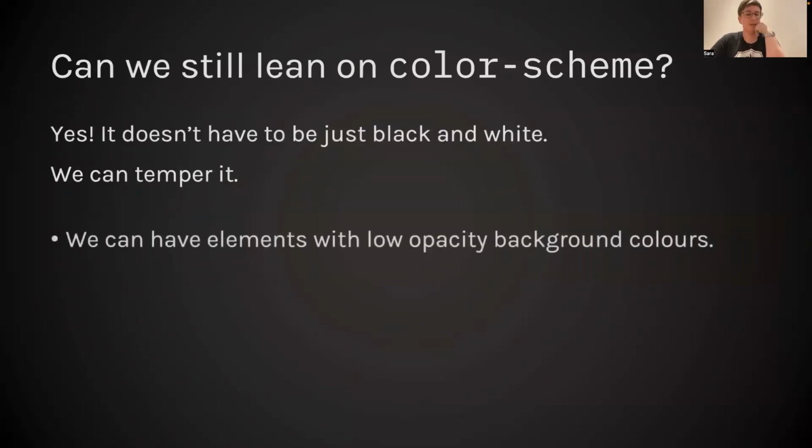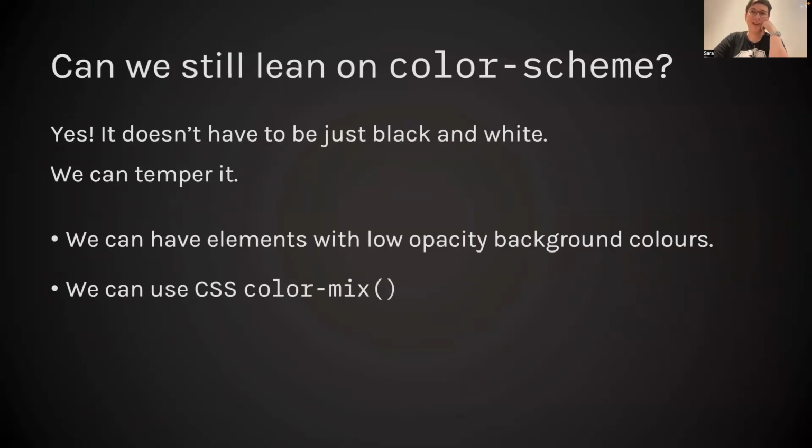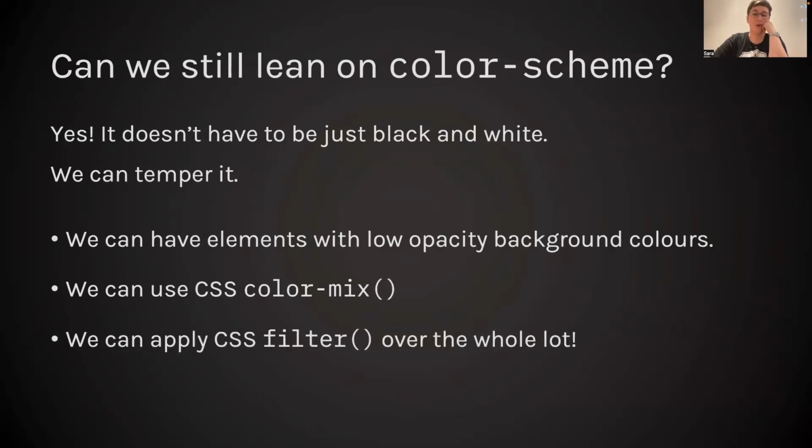But just as some examples, you can have elements of low opacity background colors, which just sit on top of the dark or the light. Or you can use color mix, which is good fun. And you can mix it with canvas. So you can mix any color on top of canvas or canvas text. Or you can do a filter. So another example.